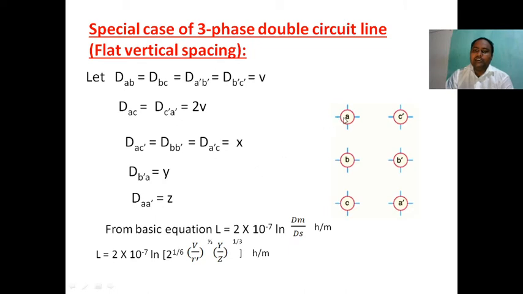The distance from A to A dash is R dash, which is the self GMD of its own conductor. If we have D_AB, what is the distance between conductor A to B? We assume that is V. The distance between conductor A to A dash, we substitute as Z.